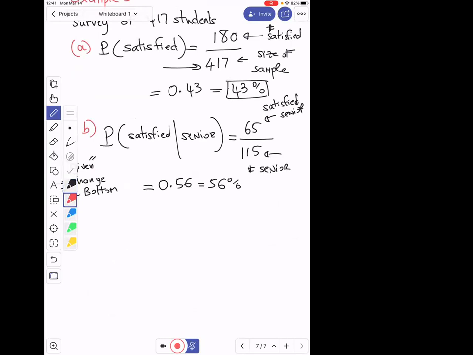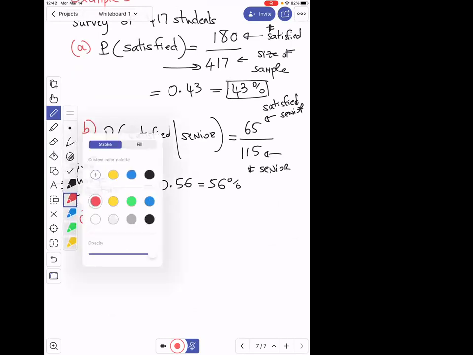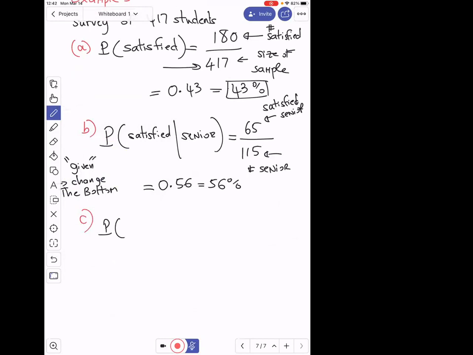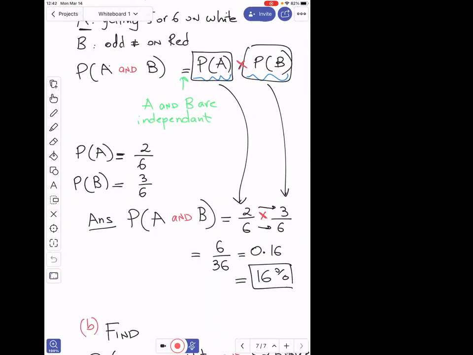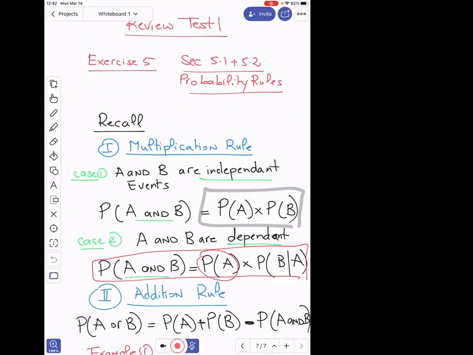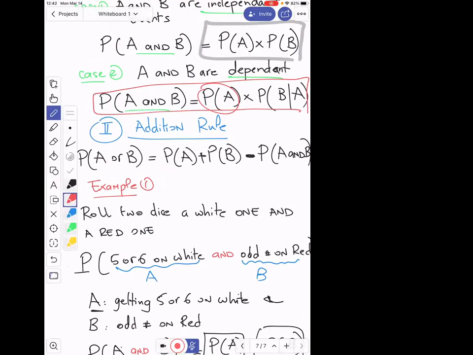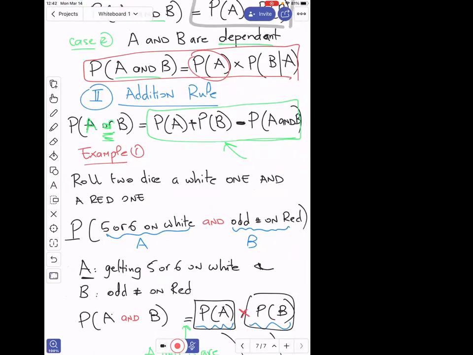All right, so for C, it says probability that the student is junior or not satisfied. Now there's this word or. With the word or, we need to apply our formula. Remember, for or, it becomes a plus. If you see the word or, you need to apply this formula right here. So we're going to have 3 different steps where you find P of A, P of B, and then P of A and B.